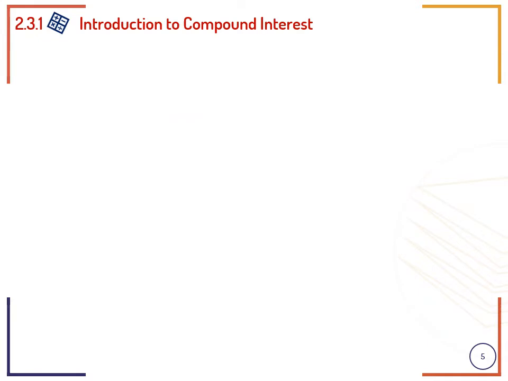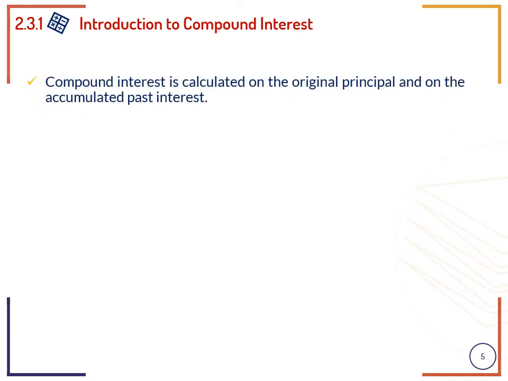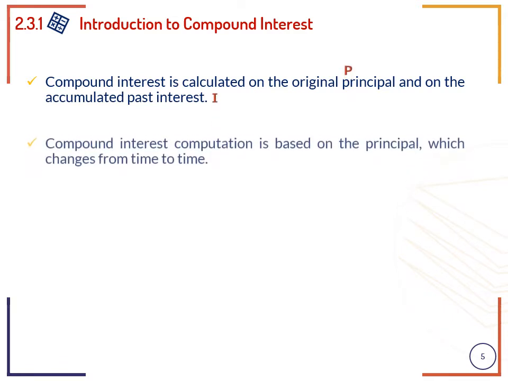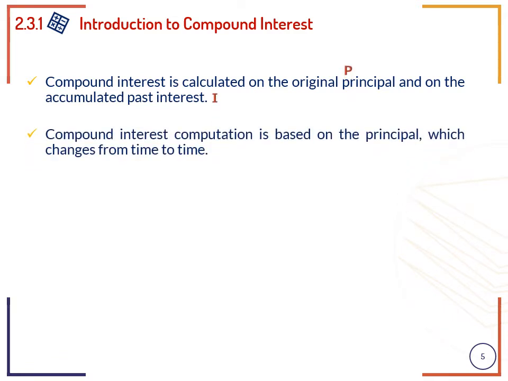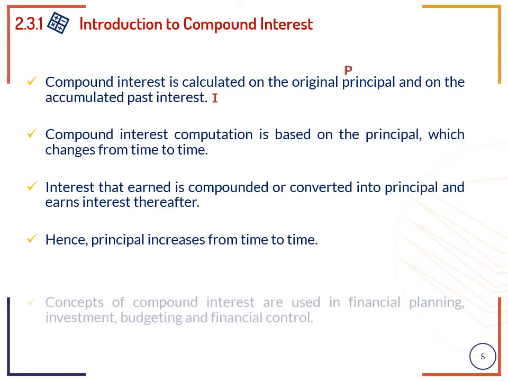How is compound interest calculated? Compound interest is calculated on the original principal and on the accumulated past interest. Compound interest computation is based on the principal, which changes from time to time. Interest that is earned is compounded or converted into principal and earns interest thereafter. Hence, principal increases from time to time.